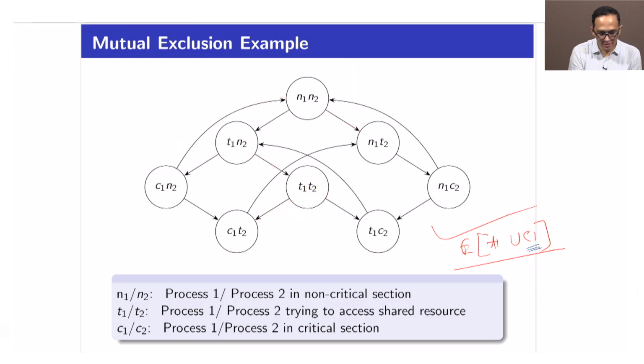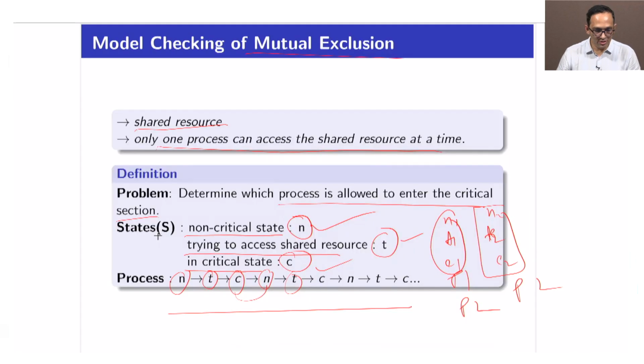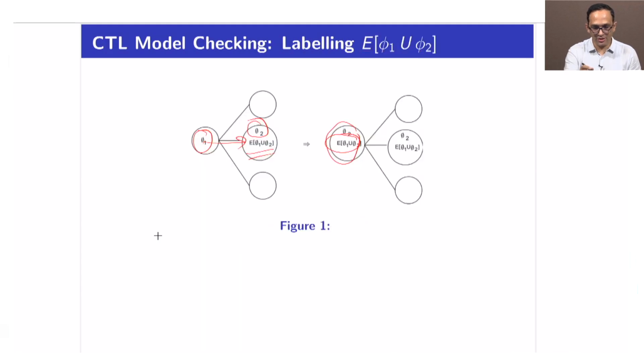So here you have C1, you have C1. Here I will write E T1 until C1, because here C1 is true, so I can write this. Similarly, here also I can write E T1 until C1. There is no other state where C1 is true. So only these states I label at the start, because in the labeling algorithm for E until, if you are trying to do it for phi 2, any state where phi 2 holds, I will label E phi 1 until phi 2.